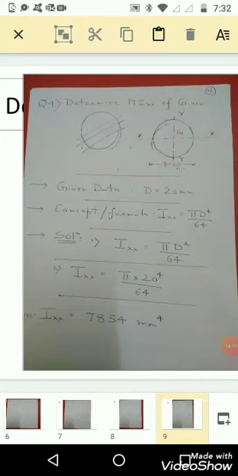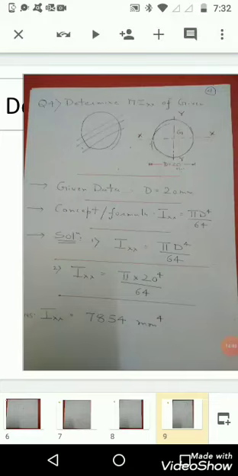The formula is Ixx = pi d raised to 4 divided by 64. Substitute the value: pi into 20 raised to 4 divided by 64. So you are getting the answer Ixx = 7854 mm raised to 4. I hope it's easy for you.